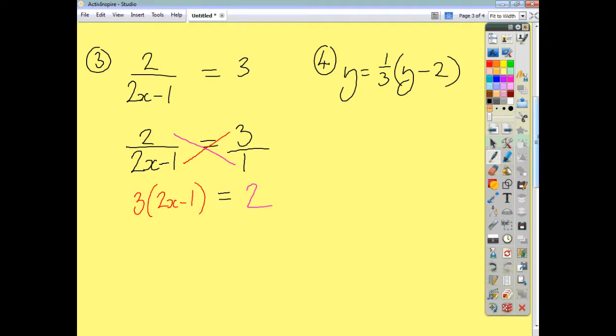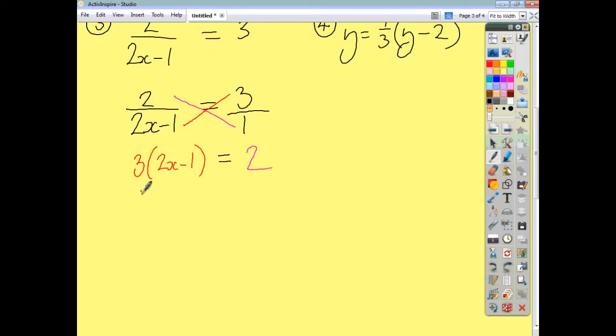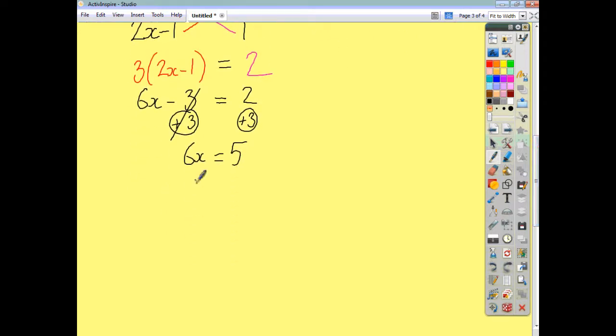And then tidying all that up, I get 6x minus 3 is equal to 2. If I add 3 to both sides, they cancel out. So we end up with 6x is equal to 5. And then dividing everything by 6, I find that x is equal to 5 over 6.